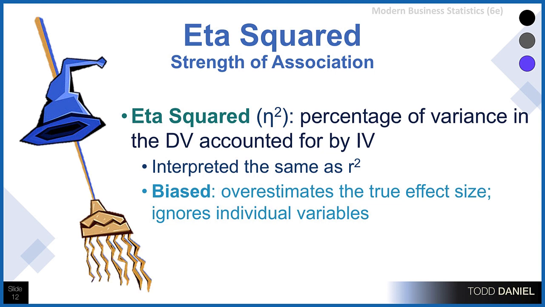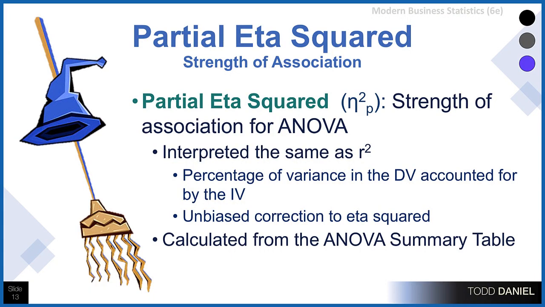The problem with that eta squared is that it is biased and that it tends to be a little too large. It overestimates the true effect size. And so what the software will do is partial out some of the overlap in the variance. This would be if we had more than one independent variable, and give us a partial eta squared, which is still the strength of the association, still interpreted the same as an R squared. It's still the percentage of variance in the dependent variable accounted for by the independent variable. So it's still the proportion of dry time accounted for by type of paint.